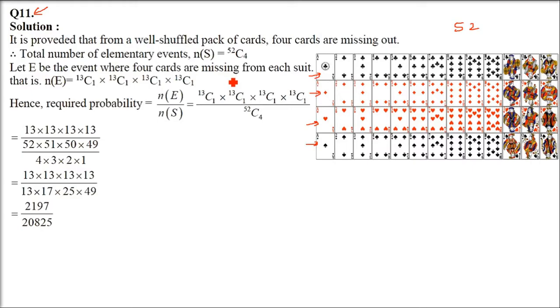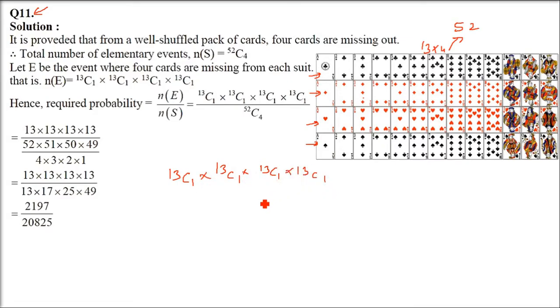They are dropped. So we have to find the chance, that is the probability, that the missing cards should be from each suit. So how many are there? 13. So one suit has 13 cards, and we have to choose one from it. So we have to select one from 13. Now what about the next one? Now one from the other suit. So 13C1. Again 13C1 from the third suit. Then the fourth 13C1 from the fourth suit.